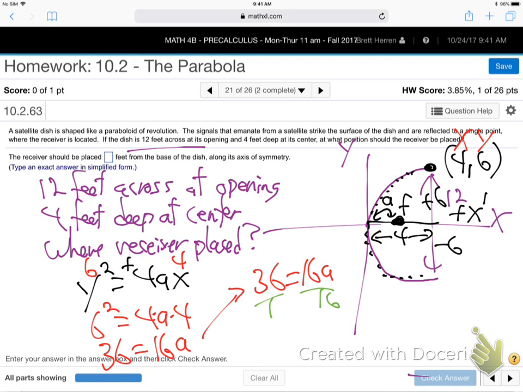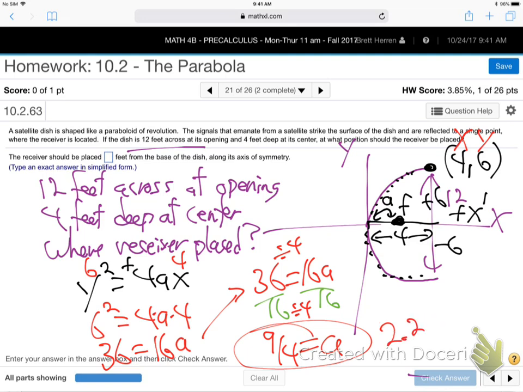Divide by 16. And a equals whatever that is. Divide top and bottom, I guess, by 4. What's that? 9/4? There we go. The 9/4, or you can do calculator, what is it, 2.25? Not 2.2, 2.25, 2 1/4. Whatever, that's how far, 2 1/4 feet.